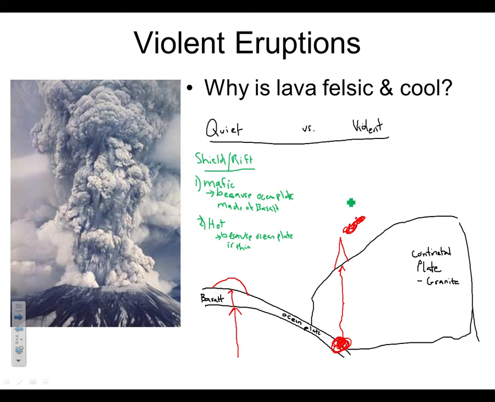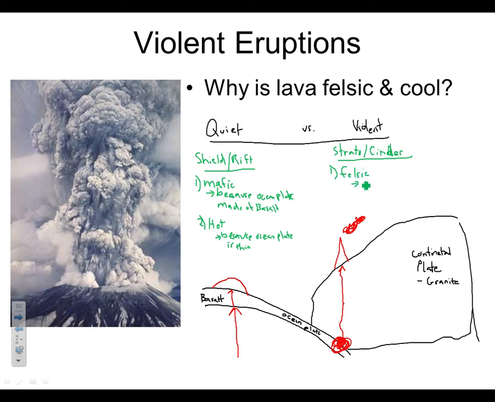On the other side, we go over here to the violent. The volcano types we haven't said yet, but I'm just going to tell you right now. It's either going to be a stratovolcano or a cinder volcano. So stratovolcano or cinder volcano. Well, why is it going to make a strato or cinder volcano? Well, one, because the lava is going to be felsic.